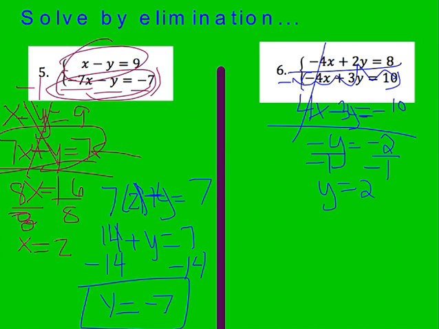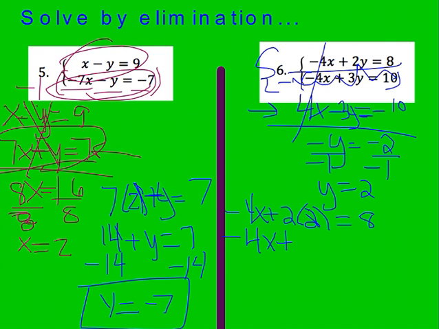So now I need to plug that back in. I can use my old versions or any of my new versions. So let's just plug it into the top one just for fun. So I have -4x, and then I'm going to take out that y and substitute in 2 instead. That's supposed to be a 2, and that's going to be equal to 8. So then I have -4x plus 8.